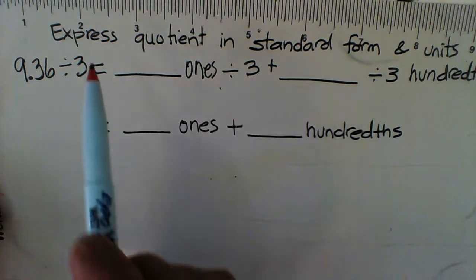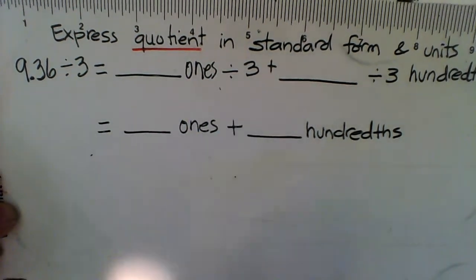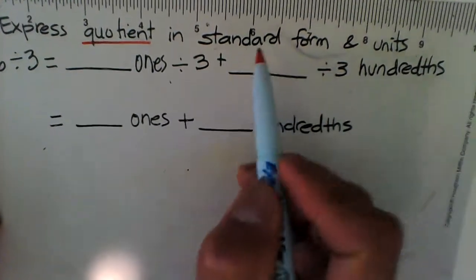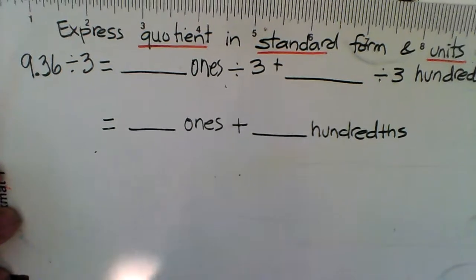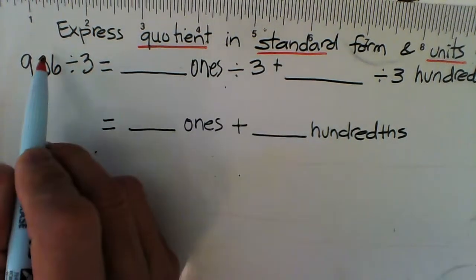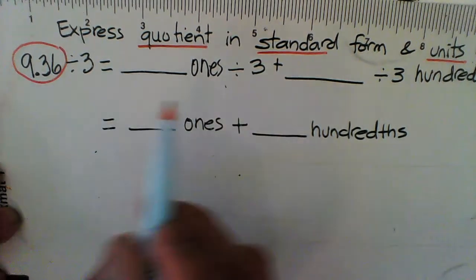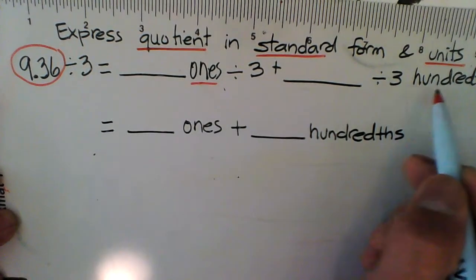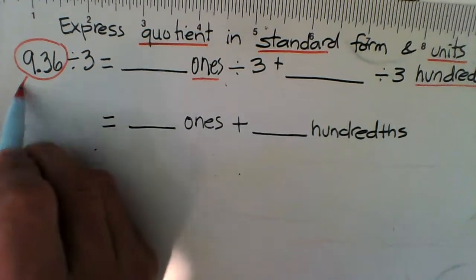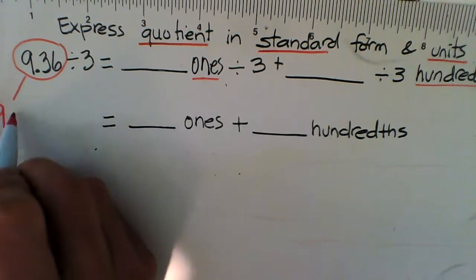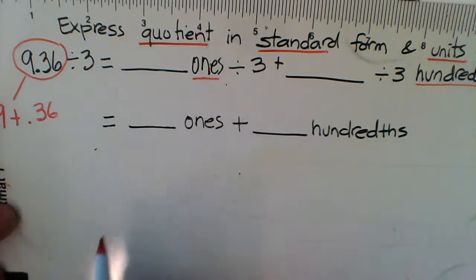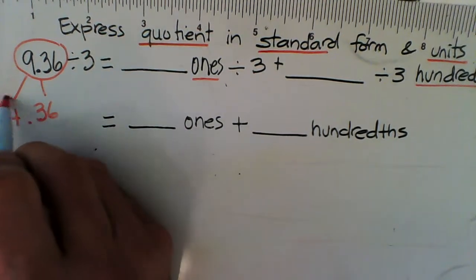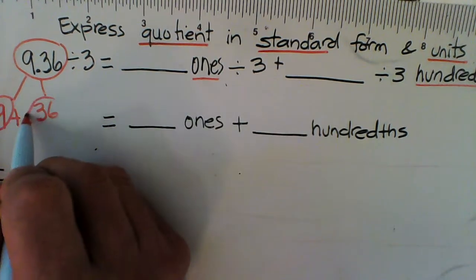So they want us to express the quotient, which means the answer of a division, in standard form and unit form. Okay, now what they're doing is they're breaking this out for us. So what they did is they separated this into ones and into hundredths. So if I have to separate that, it will be 9 plus 36 hundredths. Okay, that will be the decomposition of the number.